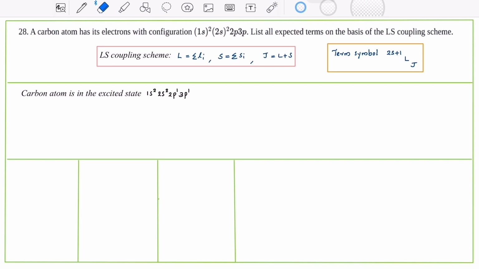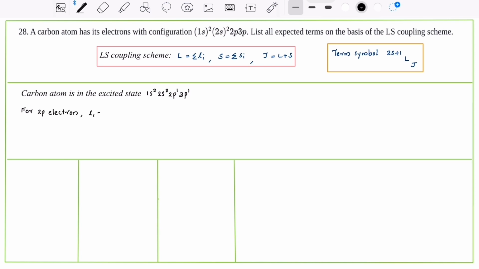We have, in LS coupling scheme, capital L is equal to sum over small li, capital S is equal to sum over small si, and J is equal to capital L plus capital S. Here we have to use the term symbol notation, and it is given by 2S+1 L_J. In the present problem, the carbon atom is in the excited state 1s2, 2s2, 2p1, 3p1.